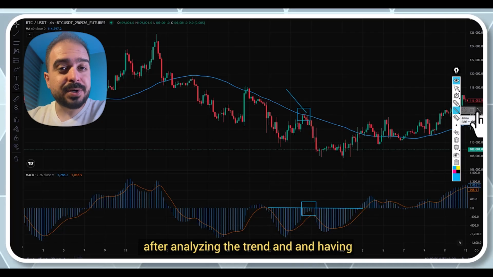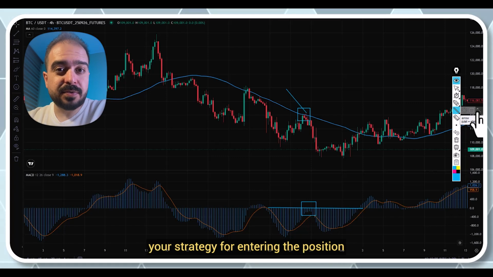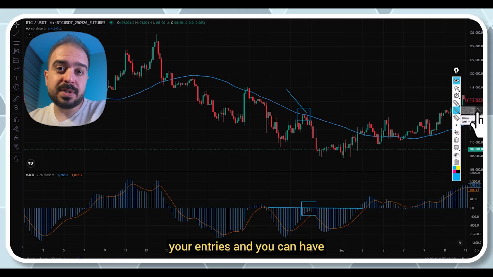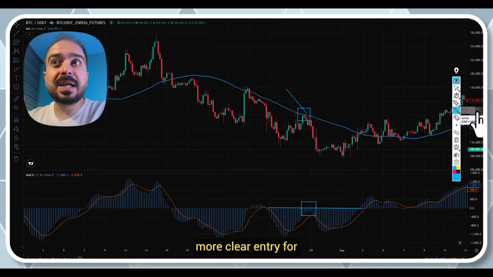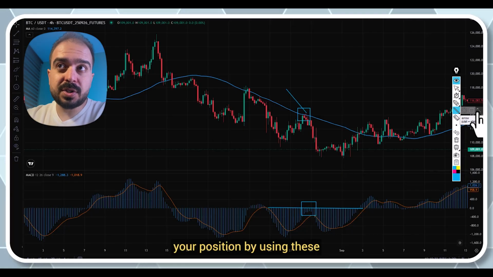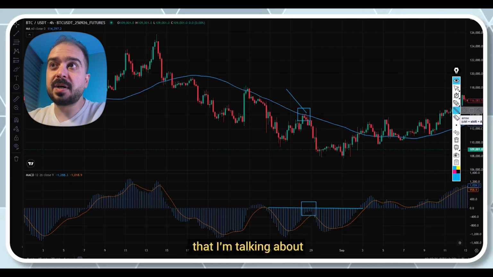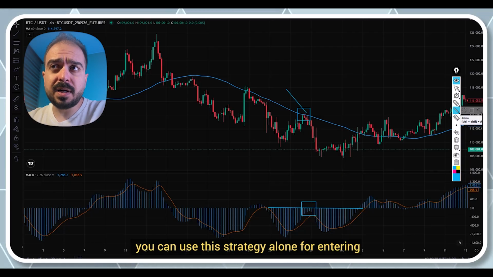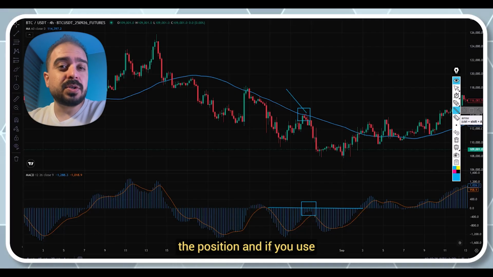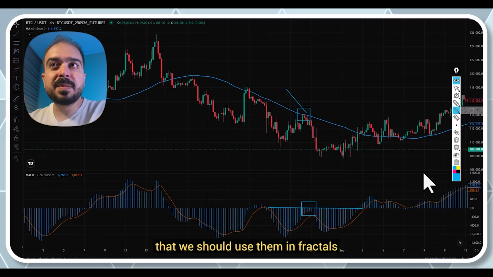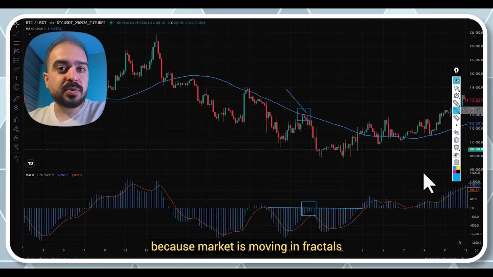After analyzing the trend and having your strategy for entering the position, this will really help to filter your entries, and you can have a clearer entry for your position by using these indicators, this strategy that I'm talking about. And of course, you can use this strategy alone for entering the position. And if you use it in multi-time frames, it will be more useful, like any other strategy, that we should use in fractals, because market is moving in fractals.